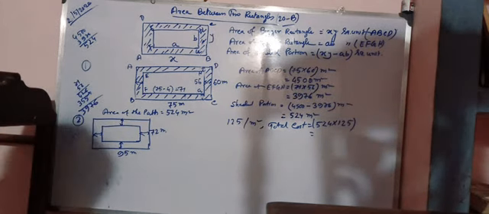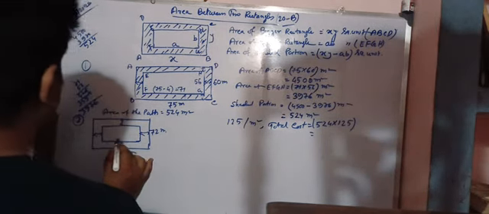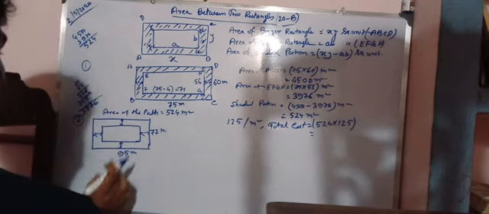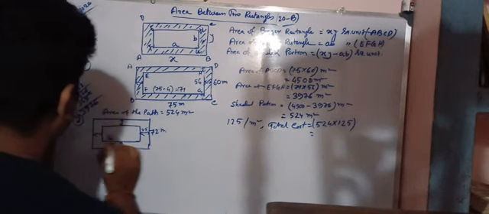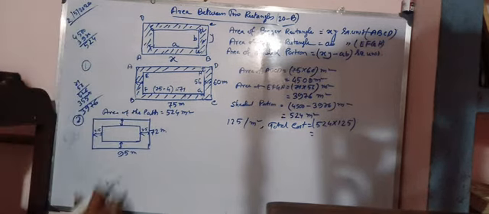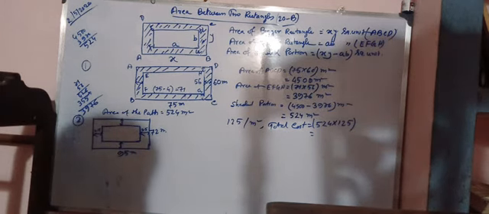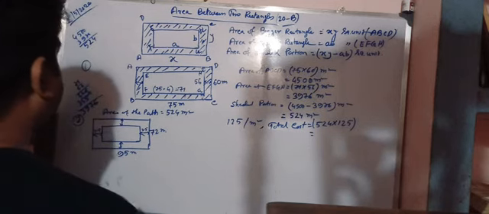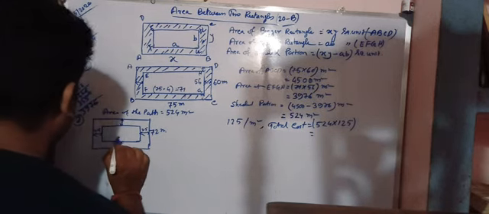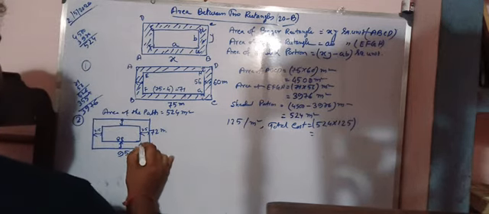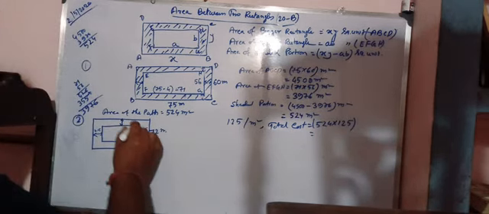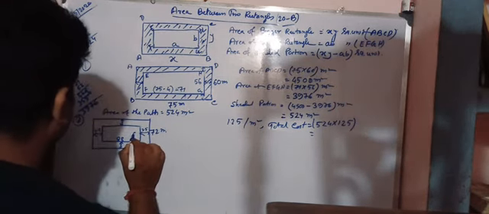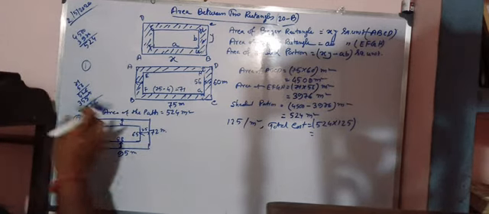Now my small length is 3.5. This is 3.5. So for the smaller rectangle, 95 minus 7 means 88. So this is 88. And this length is 72 minus 7 means 65. So this is 88 and this is 65.